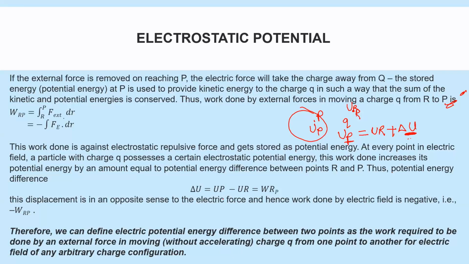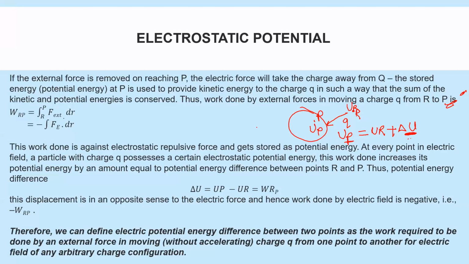So if you rearrange the equation, what you will get is ΔU equals U_P minus U_R, and again the potential energy difference that is there is actually the work done in bringing the charge Q from point R to point P. Okay, and the displacement is in the opposite sense of the electric force.